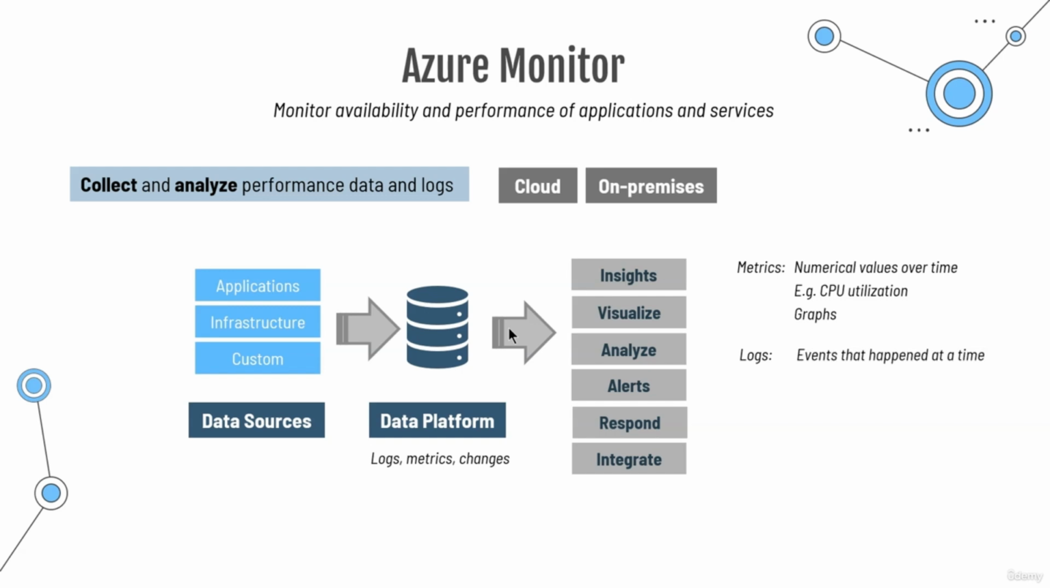Then we also have logs. Those are events that have happened at a specific point in time, and we can also analyze them by using Log Analytics. And there we can write queries in the so-called Kusto query language. You don't need to understand how this works, but we'll have a quick look at this later on also in the demonstration. And then we have also changes, which are just a series of events, and we can also set up alerts based on those changes.